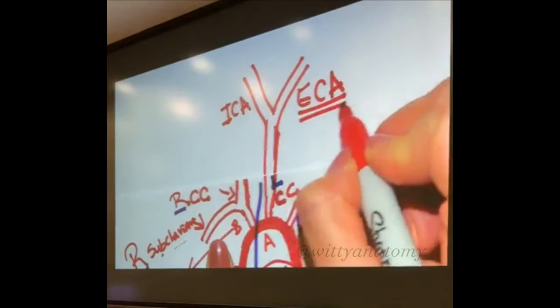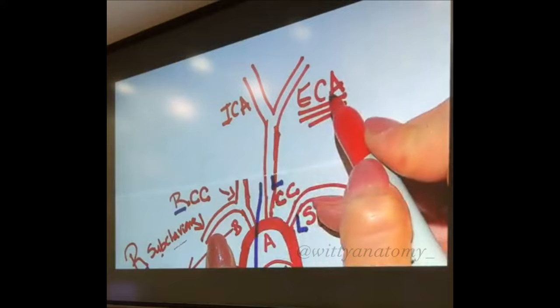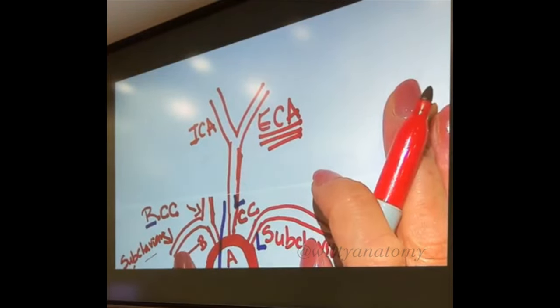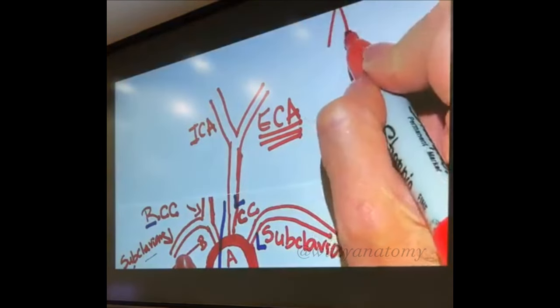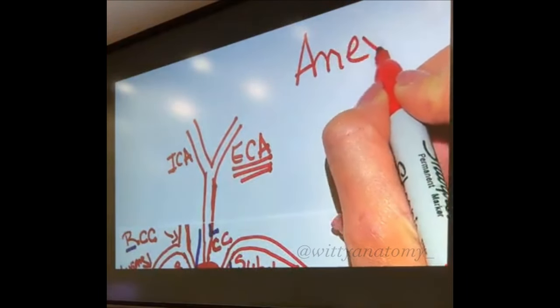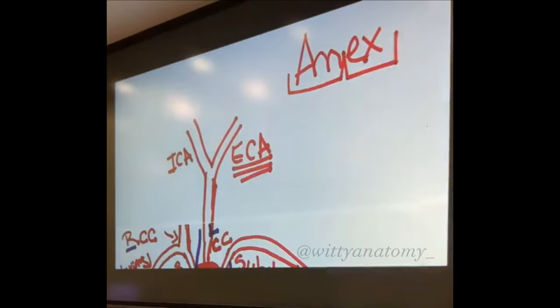The external carotid artery is always more anterior. The internal carotid artery is more posterior. How do you remember that the external carotid artery is always more anterior? You remember the credit card, American Express. Remember the American Express credit card? But instead of saying a max, you say a max. So the anterior is always the external.